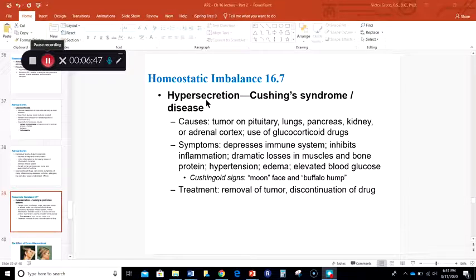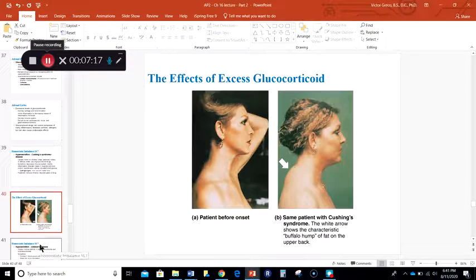Excessive secretion of cortisol could result in Cushing's syndrome or Cushing's disease. Usually it's a tumor on the pituitary and other areas in the body. It will depress the immune system. It will inhibit inflammation. There will be dramatic loss of muscle and bone proteins. And these are classic signs of Cushing syndrome: moon face, buffalo hump, which I'll go to the next slide. There's that fatty pad that develops at the base of the neck in Cushing syndrome.